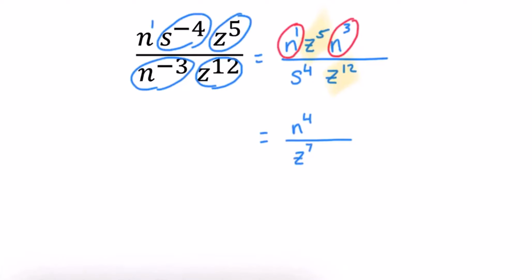And then we have s to the 4th. It's by itself, it's on the bottom, so it remains on the bottom. So that is our answer.